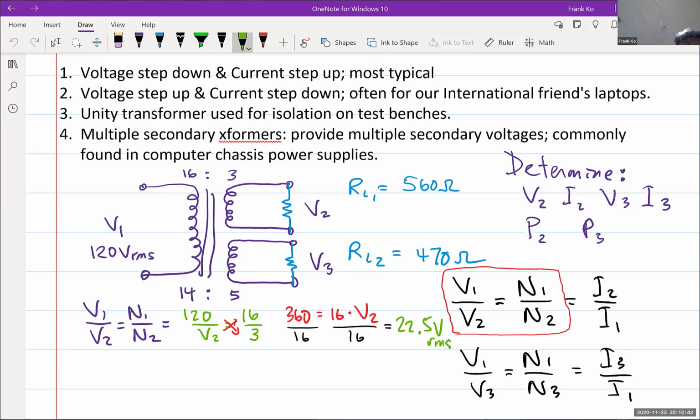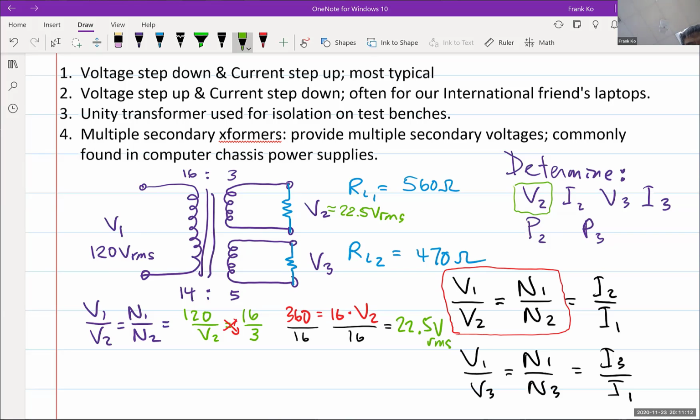Now, once we have the V2 calculation, we need to determine I2. So we've already got the V2. We'll just put a box around it. Now we're looking for I2. What method do we use to find I2? Robert, how do I find I2, the current in the upper secondary? Not sure. Well, take a look at what we just calculated. What we just calculated is V2, and that's up here. We just calculated 22.5 VRMS.